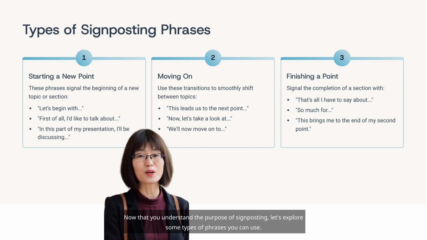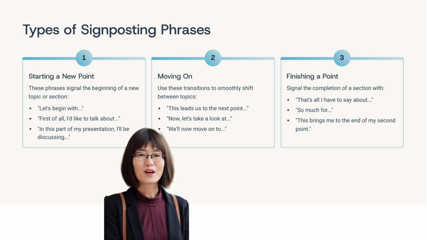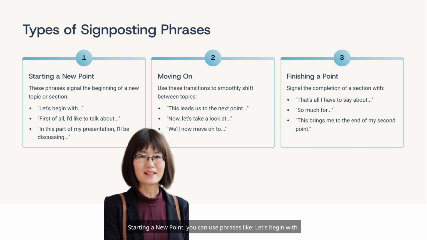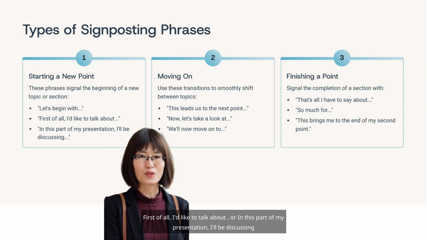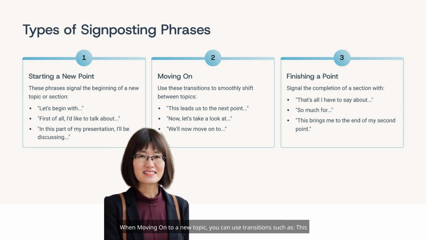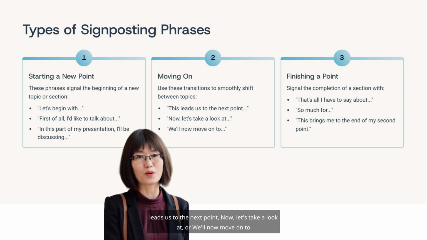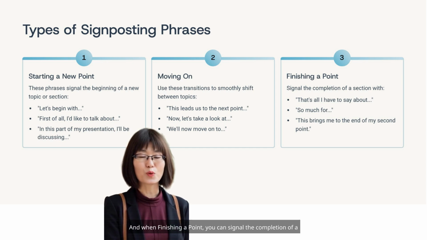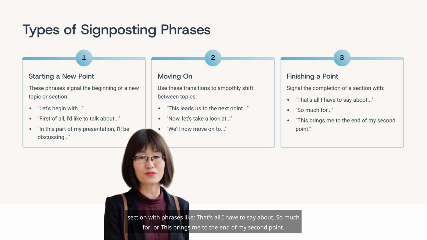Now that you understand the purpose of signposting, let's explore some types of phrases you can use. When starting a new point, you can use phrases like, let's begin with, first of all, I'd like to talk about, or in this part of my presentation, I'll be discussing. When moving on to a new topic, you can use transitions such as, this leads us to the next point, now let's take a look at, or we'll now move on to. And when finishing a point, you can signal the completion of a section with phrases like, that's all I have to say about, so much for, or this brings me to the end of my second point.